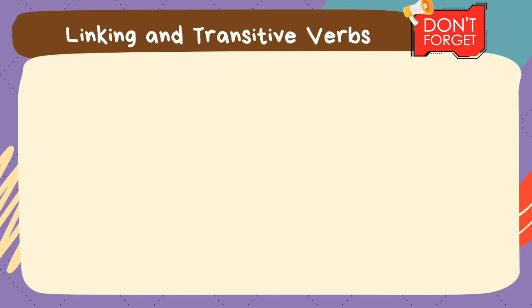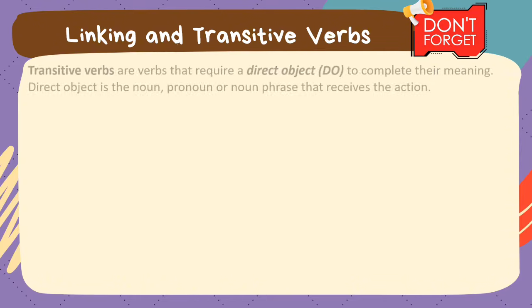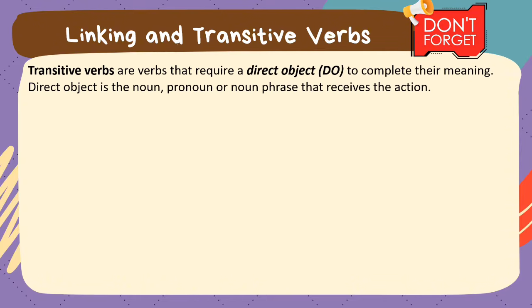Do not confuse linking verbs with transitive verbs. Transitive verbs are verbs that require a direct object to complete their meaning. A direct object is the noun, pronoun, or noun phrase that receives the action. Let me show you through examples.